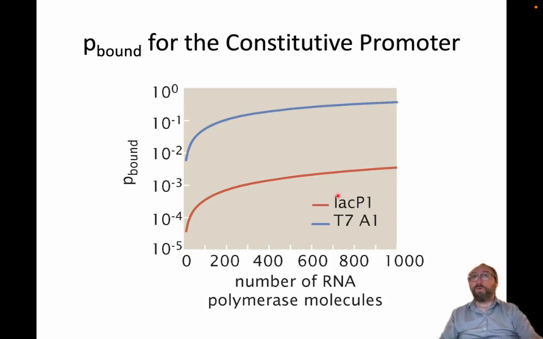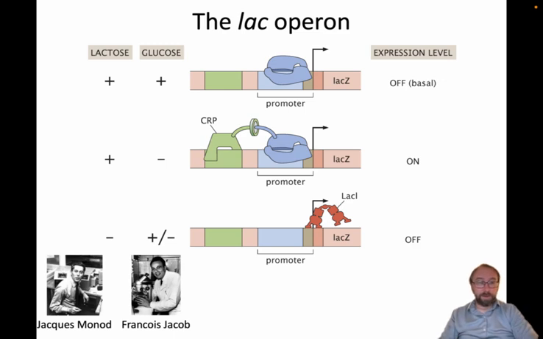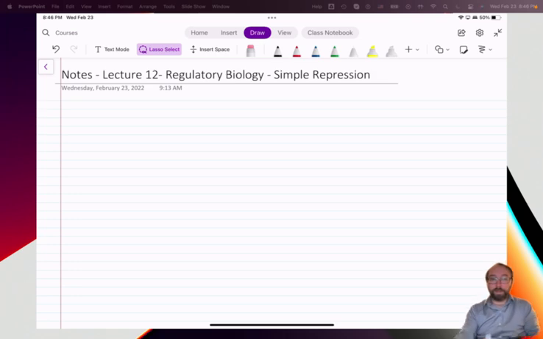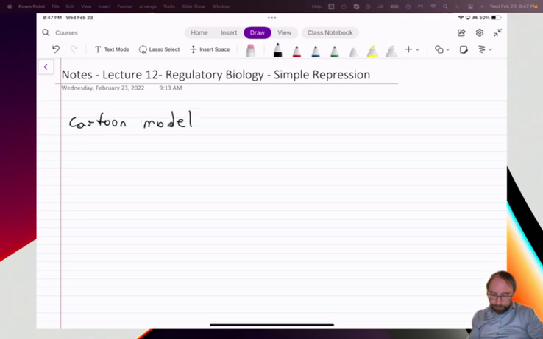Okay, so this is all good, but what I want to do now is to go back here and think about not just what the polymerase is doing when there is no transcription factor, but to think about what happens when you have a repressor binding site. Okay, all right. So let's get started with that, and then we'll go back to talking a little bit about how you test this experimentally. So the first thing we're going to do is to come up with a cartoon model of simple repression.